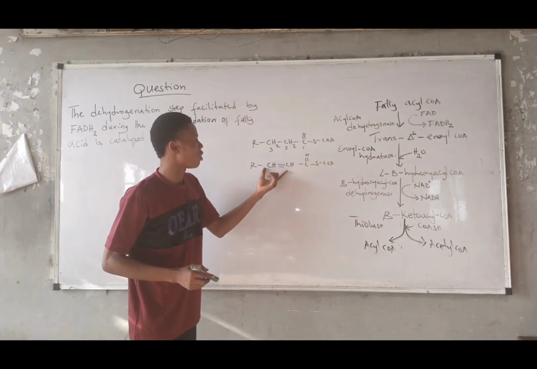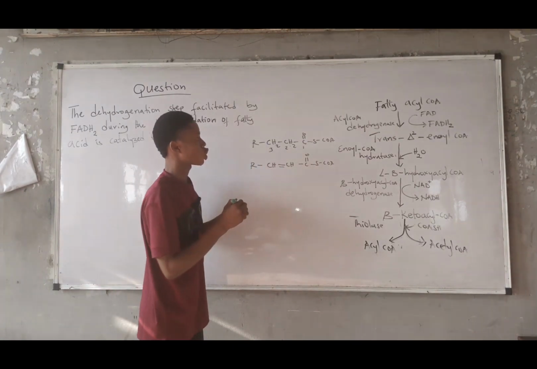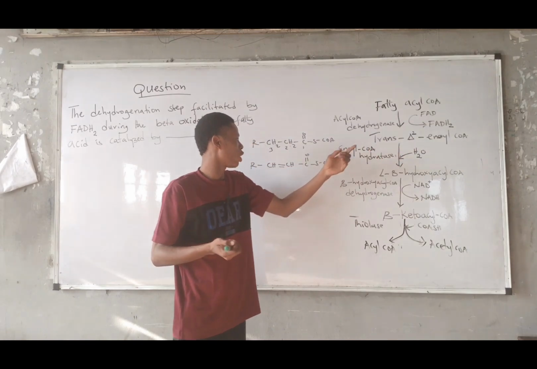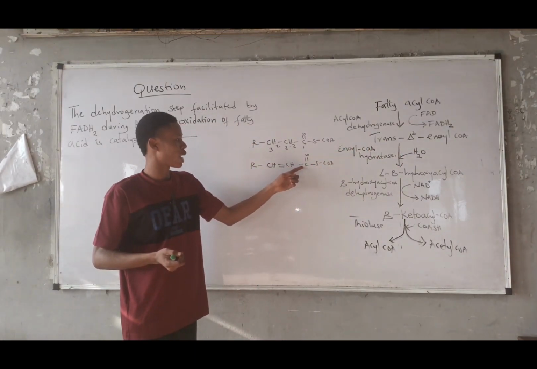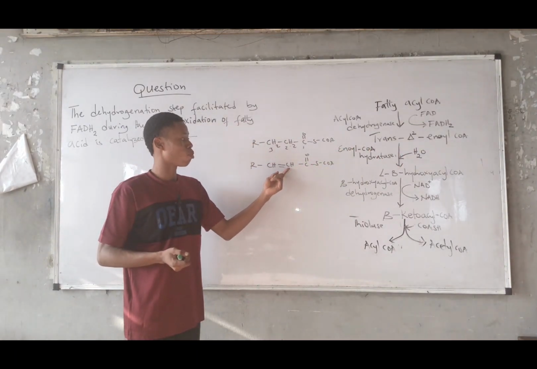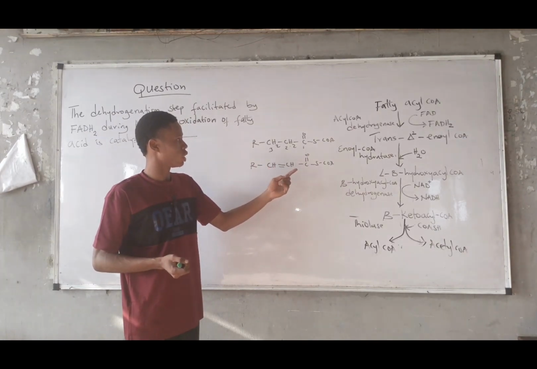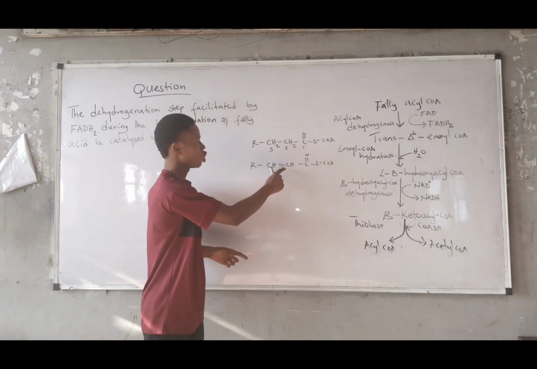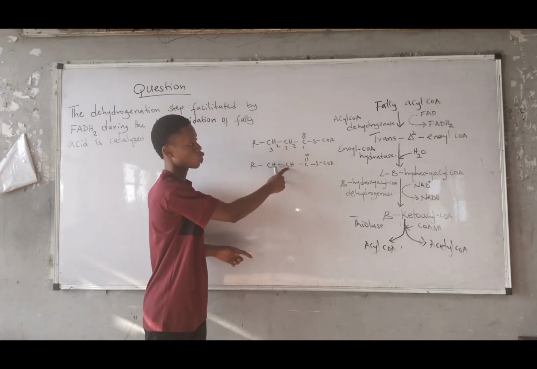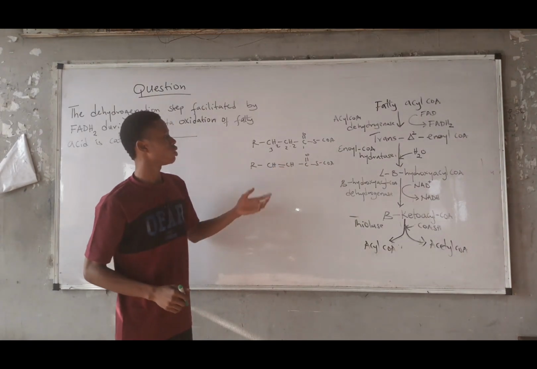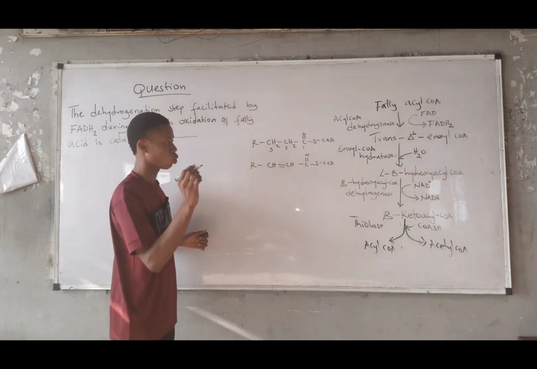Now what we now have here is called trans-2-enoyl-CoA. Enoyl-CoA because this carbonyl carbon is connected to a carbon with a double bond. So we call it trans-2-enoyl-CoA. That 2 shows that the double bond is on carbon 2. Trans-2-enoyl-CoA. Good. Now the next step is hydration, addition of water.